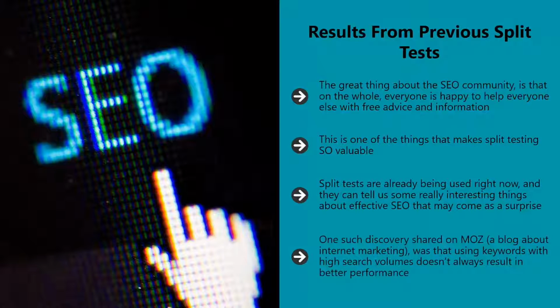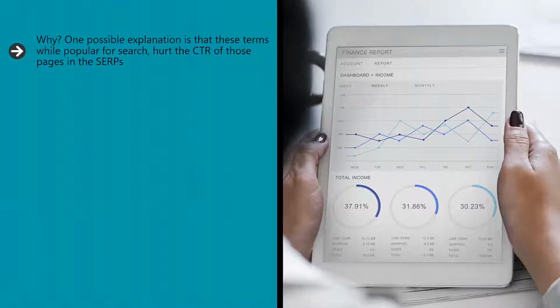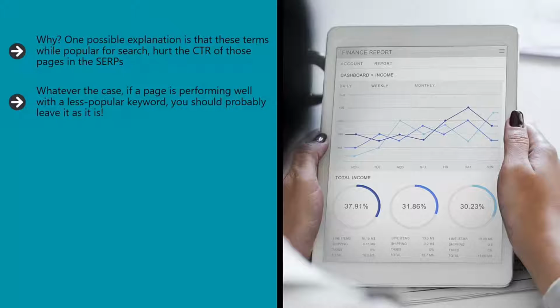One such discovery shared on MOZ, a blog about internet marketing, was that using keywords with high search volumes doesn't always result in better performance. Will Critchlow tried inserting more popular key phrases into the meta tags and content of existing pages, and found that in many cases those pages saw a drop in organic traffic of as much as 20%. Why? One possible explanation is that these terms, while popular for search, hurt the CTR of those pages in the SERPs. Another possibility is that this had to do with Google's RankBrain algorithm, its attempt at understanding meaning more than explicit keywords. Whatever the case, if a page is performing well with a less popular keyword, you should probably leave it as it is.